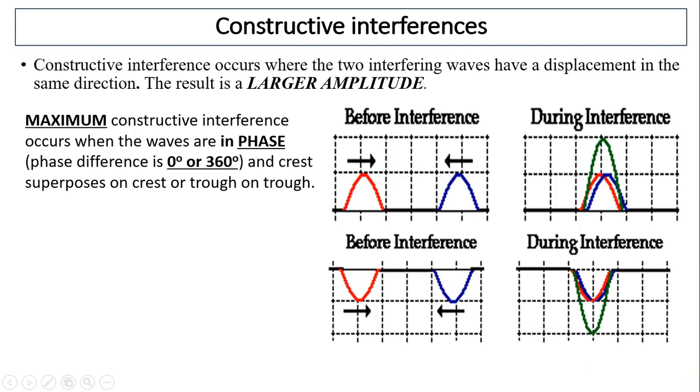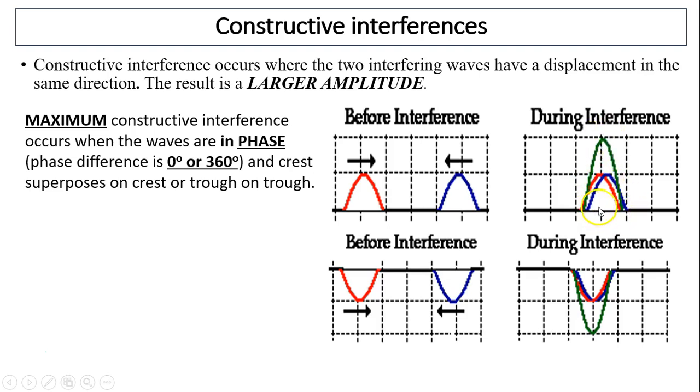So there are two types of interference. One is called constructive interference. Constructive interference occurs when the two interfering waves have a displacement in the same direction, resulting in a larger amplitude, like what we saw before. That is an example of constructive interference. Here is before interference. This is during interference. So the shape in the medium is just gray. You won't see the red and the blue.